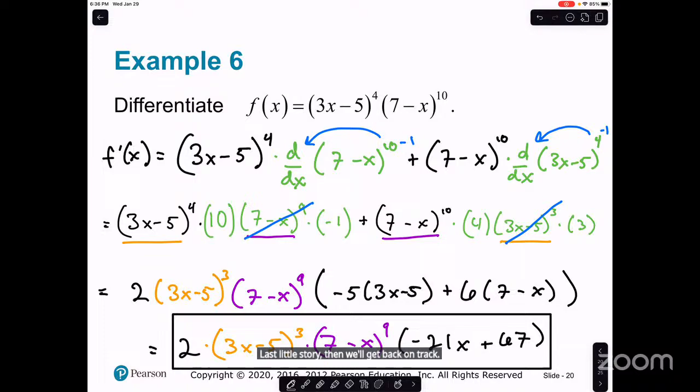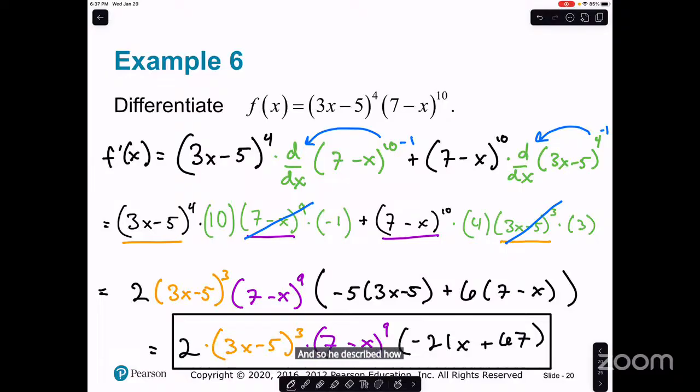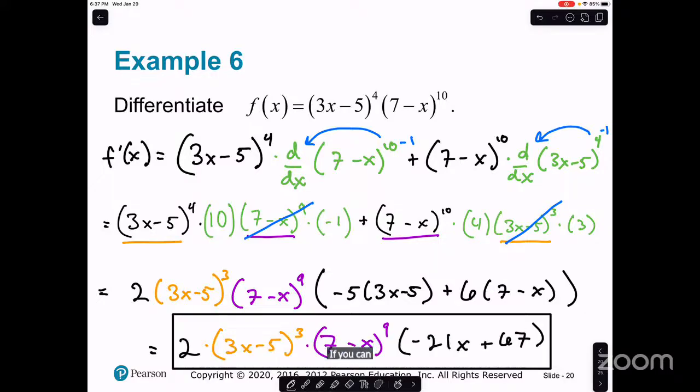There was this TED Talk video that came up, and this guy opened by talking about drawing, these super realistic black and white drawings. He described how he would take an image and break it down to a little square. He was like, can you draw a dot? Can you draw a black dot? Can you draw a gray dot? If you can draw a dot, you can draw these things.